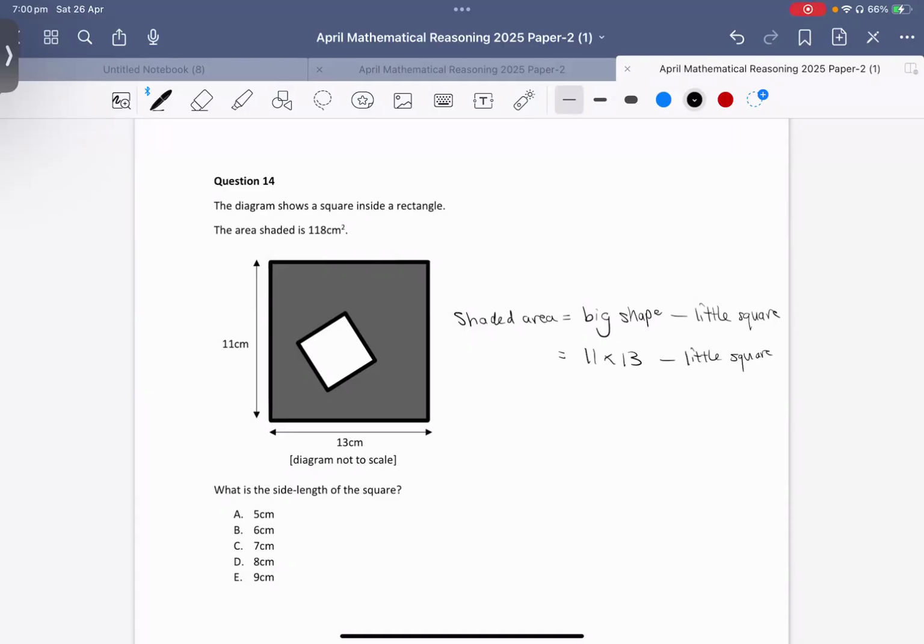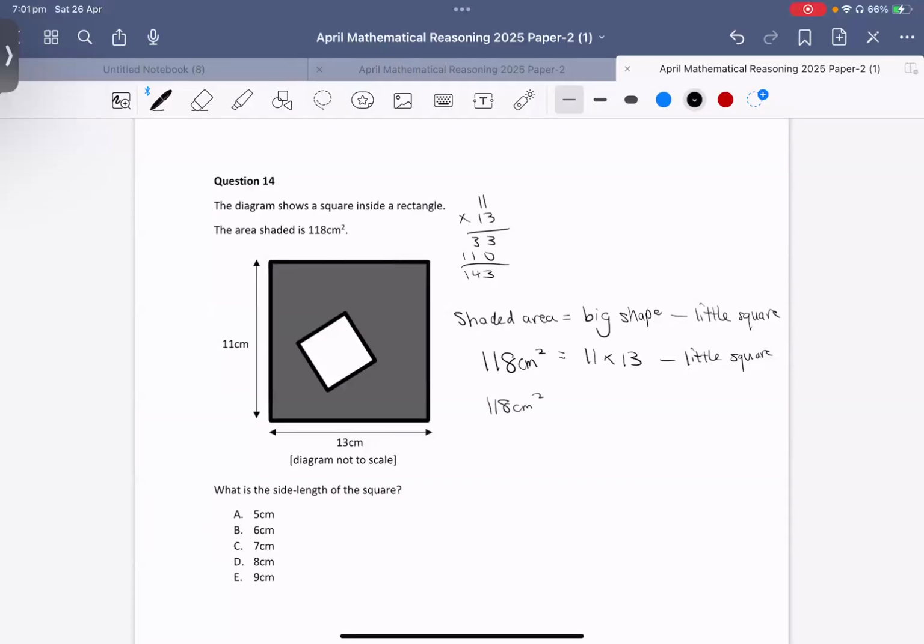Then we subtract the little square. That one we know is a square, okay? And we're told that the shaded area is 118 square centimeters. So you can do 11 times 13 and then subtract 118 from it. If you know your 11 times tables pretty well, we should know that 11 times 12 is 132, so you just need to add another 11 on top of that. You can do that quickly, or write it out fully, that's up to you. If we do that, we should get 143.